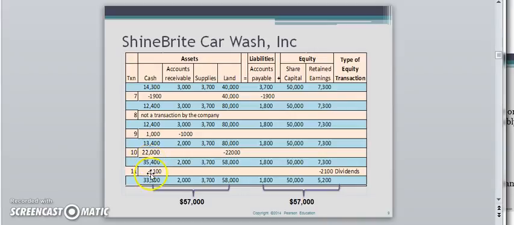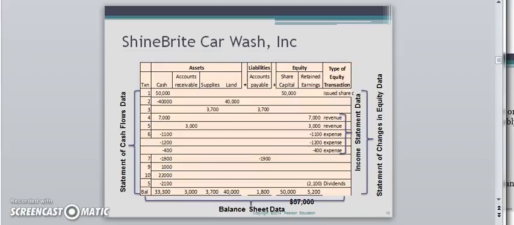All right, that's nice. And then the last transaction here is dividends. So remember profit. So out of the profit, 2,100 of that profit was paid out to the shareholders of this business. It was paid out in the form of cash. Alright, so that was a very quick overview of some of the transactions. And let's take a look at the next slide.